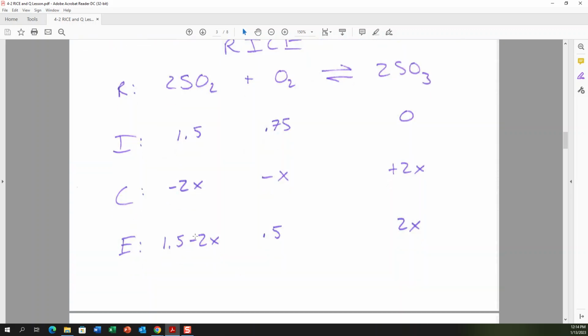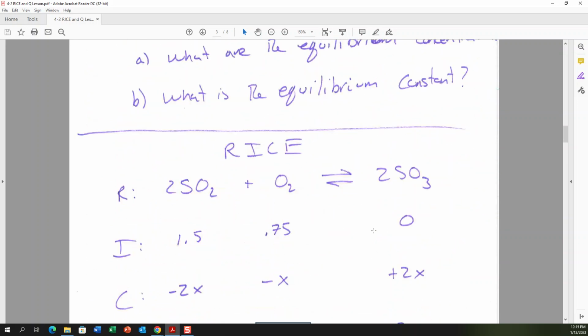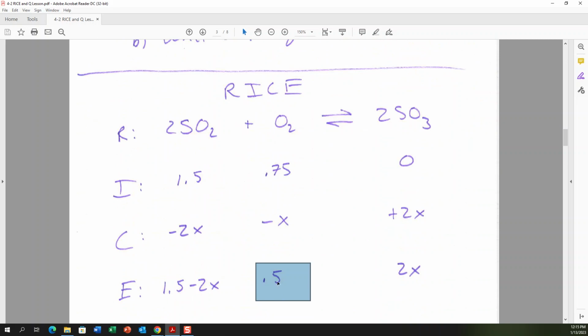So at equilibrium, the SO2 is going to be 1.5 minus 2x. The oxygen is 0.5 because we were told, right? If we weren't, it would be 0.75 minus x, but we were told it's 1 mole in 2 liters at equilibrium. So we know its equilibrium concentration is 0.5. And then this would be 0 plus 2x, so the concentration of SO3 is going to be 2x at equilibrium.